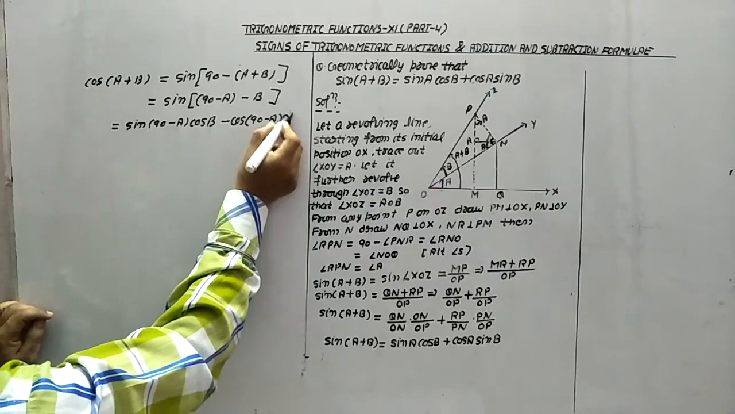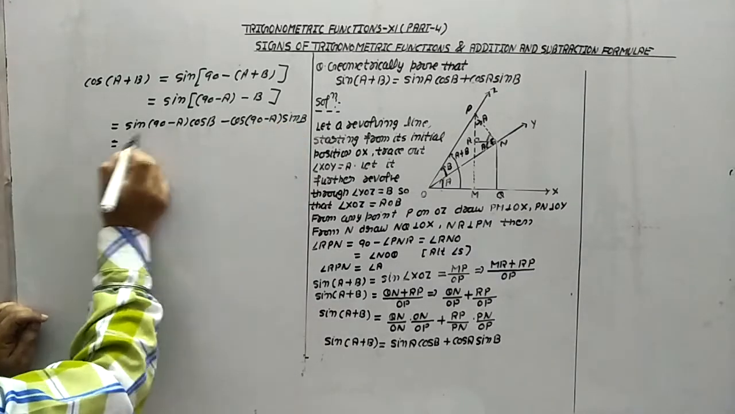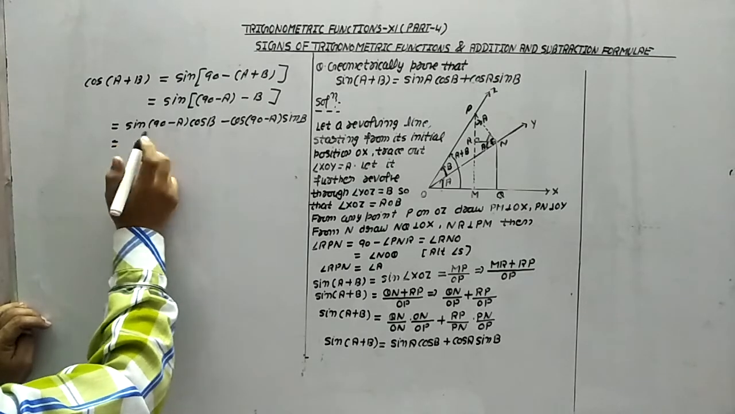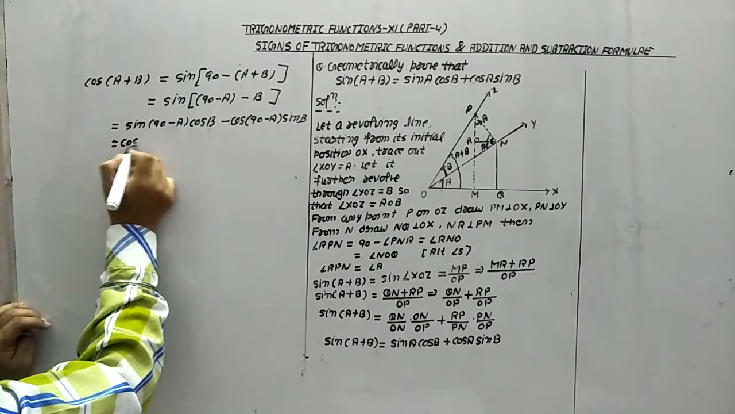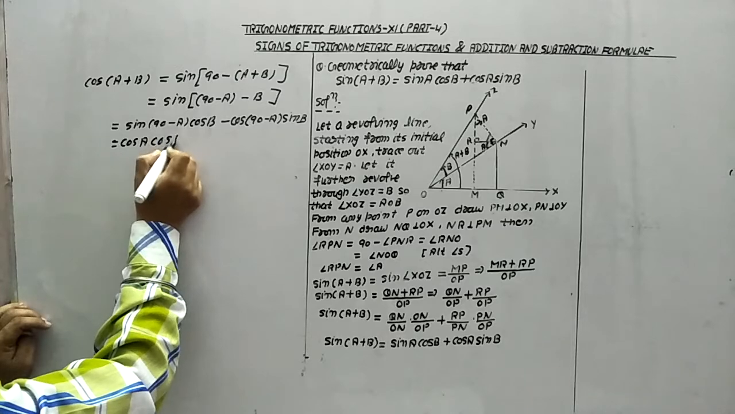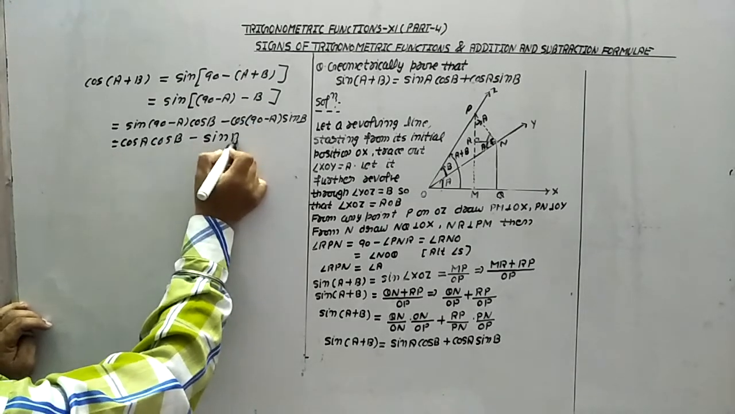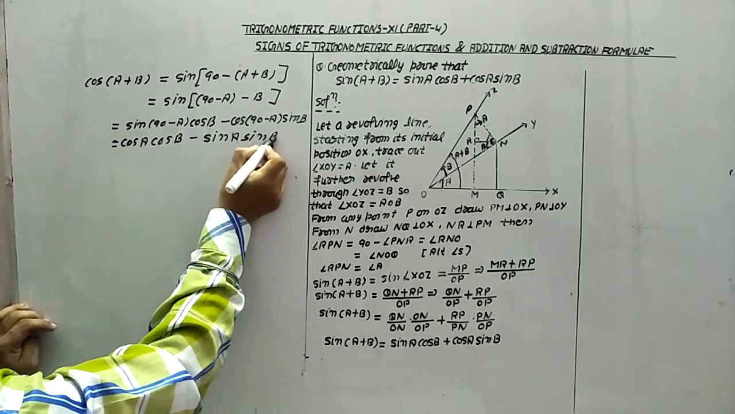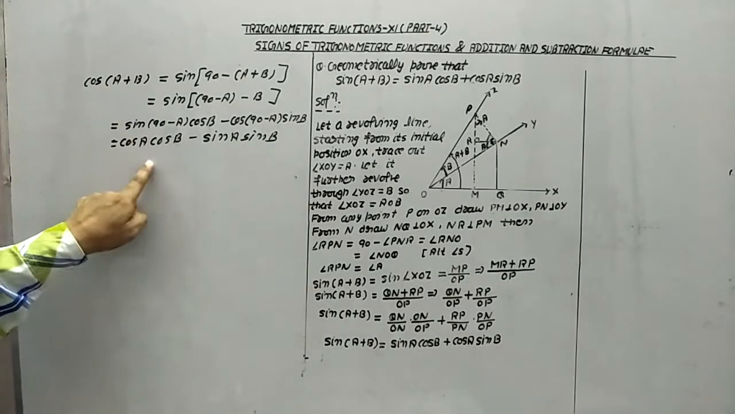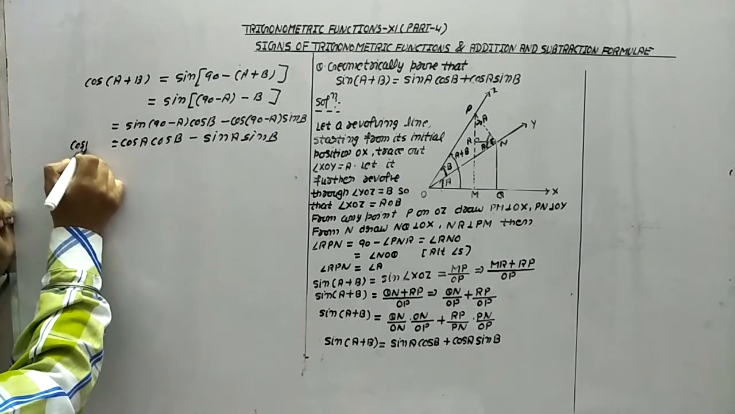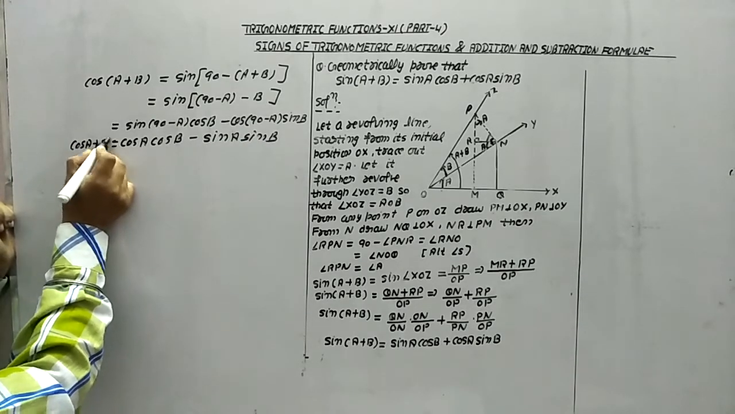You know very well sin(90 − θ) is cos θ, and cos(90 − θ) is sin θ. It means this is cos A cos B minus sin A sin B. So cos(A+B) equals cos A cos B minus sin A sin B. This is the formula of cos(A+B).